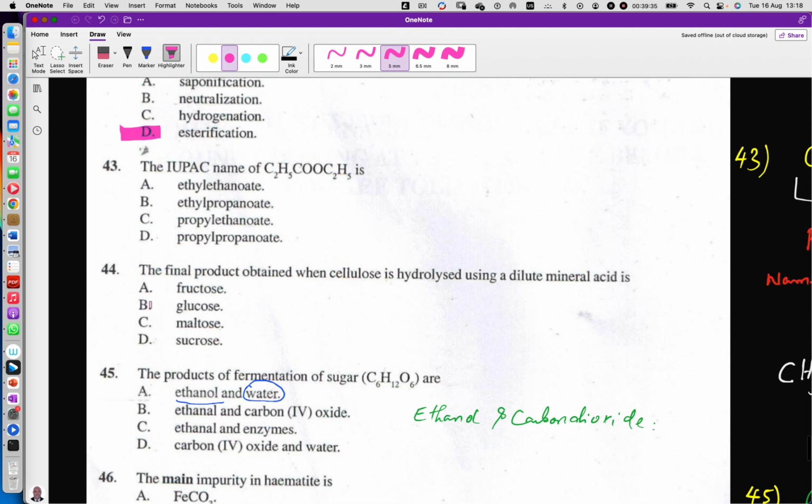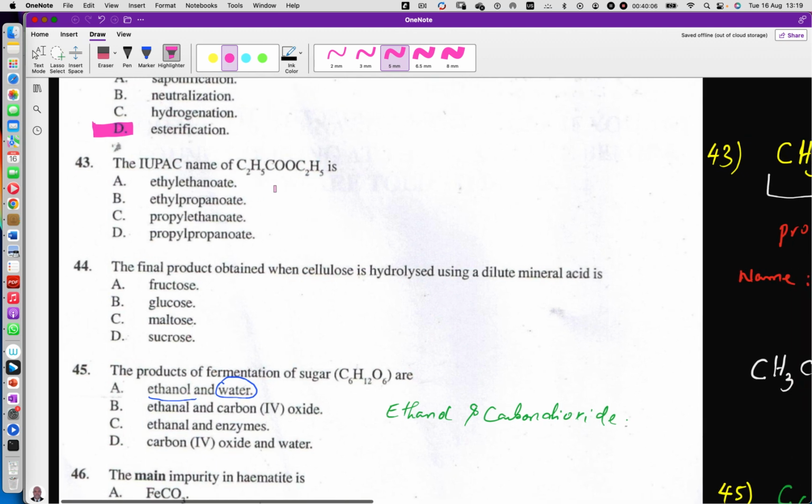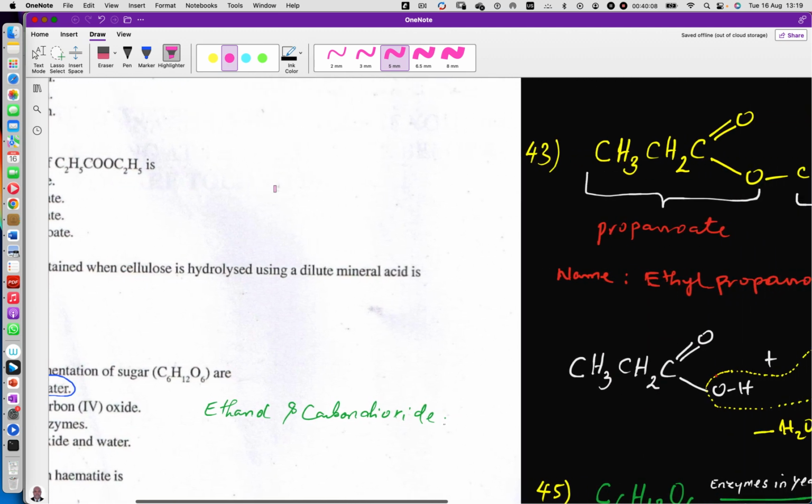43. The IUPAC name for C2H5COOC2H5. The International Union of Pure and Applied Chemistry has a systematic way of nomenclature of organic compounds. This compound is an ester formed from an alcohol and a carboxylic acid. So let's write it out before we name it.